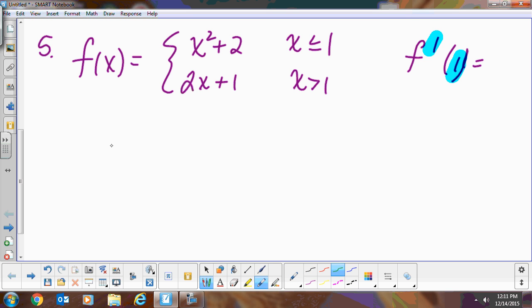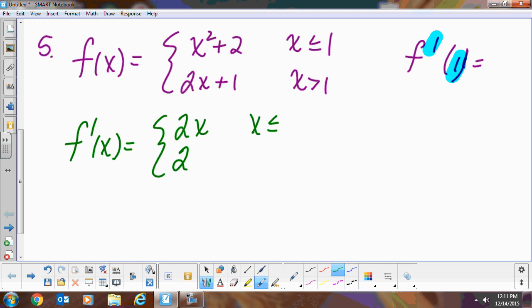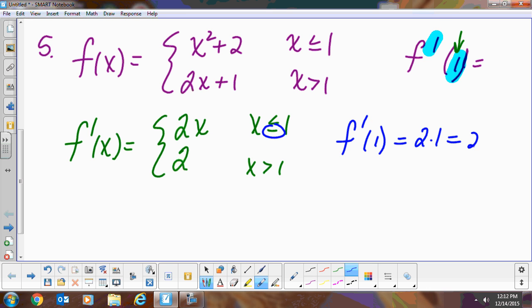All right, so here we go. How do you do the derivative of a piecewise function? You do the derivative of each piece, right? X is less than or equal to 1, x is greater than 1. Now, we have to find the function. Which function do we use for 1? How do you know it's the top one? Because of the equal to. So that means it's going to be 2 times 1 or 2. Not bad?